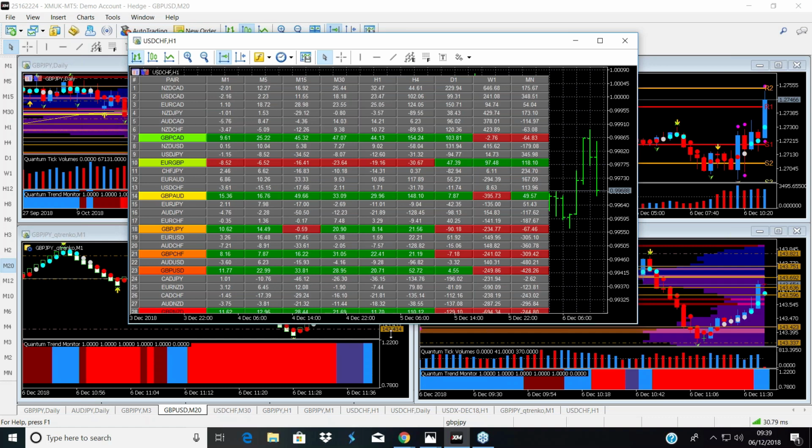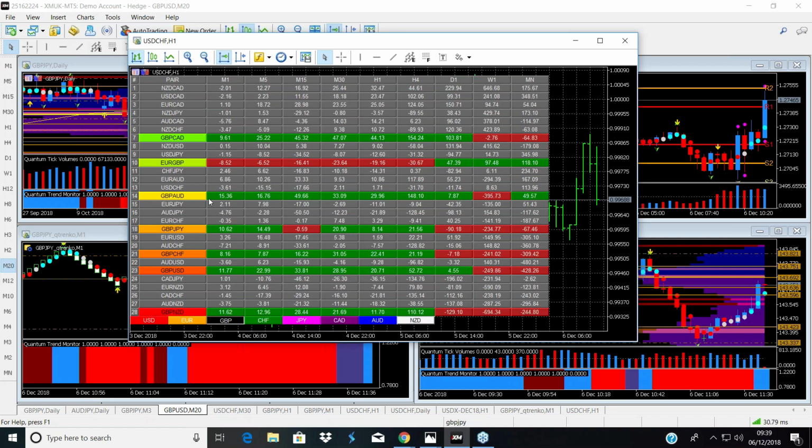But the reason for mentioning it is this, and I've pulled up all the pound pairs and where they are on the heat map, and we can see here it's actually at spot 18. But what's interesting, as I said, you've got the slower time frames. You can see that the month, the week, and the day are very resolutely red.